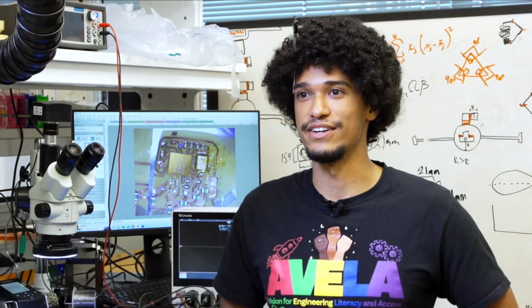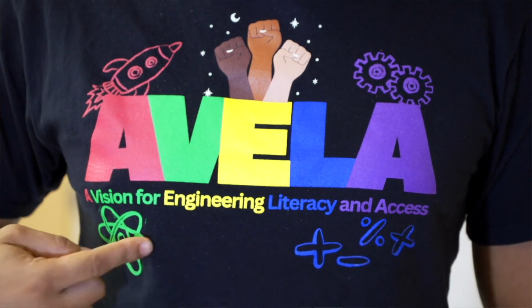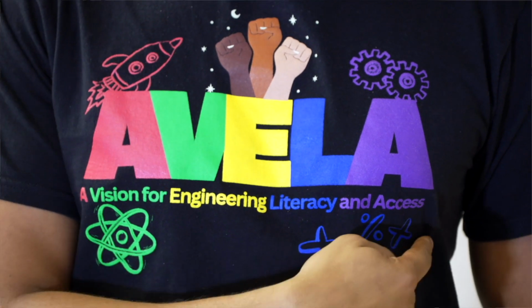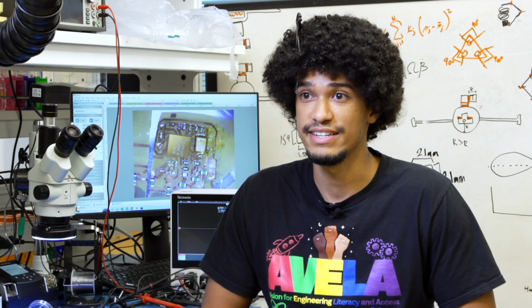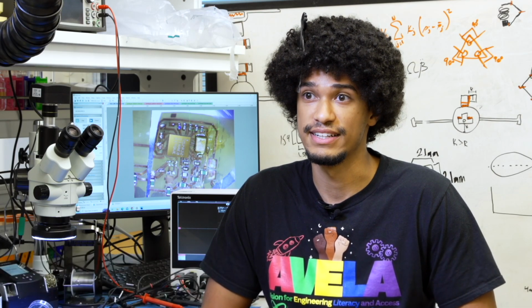I'm also the co-founder of Avella, a vision for engineering, literacy, and access. His shirt reads, Avella, a vision for engineering, literacy, and access, in multicolored letters with illustrations of a rocket ship, gears, an atomic diagram, arithmetic symbols, and a cluster of hands making fists in the stars. Avella targets underserved youth in the Seattle area, predominantly Black, Hispanic, and Latina youth.